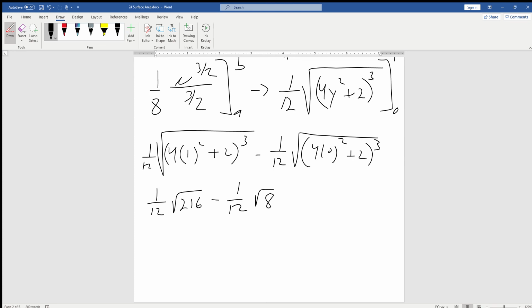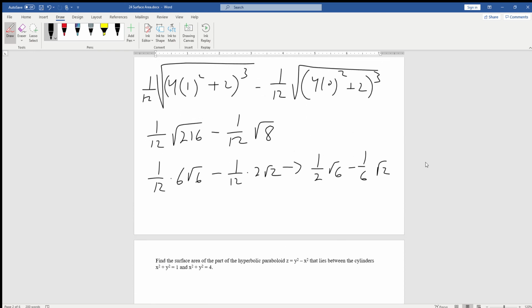If you want to leave it like that, that's fine. Another way to write this is 1/12 times 6 roots of 6 minus 1/12 times 2 roots of 2. So another way to write this would be half root 6 minus 6th root of 2. And then finally, if we wanted to get a common denominator and write this as just a singular expression, we can now write this as 3 roots of 6 minus roots of 2 divided by 6. That would probably be the cleanest answer that you can get. It's probably the one that you would see in any traditional back of the book type of answer.